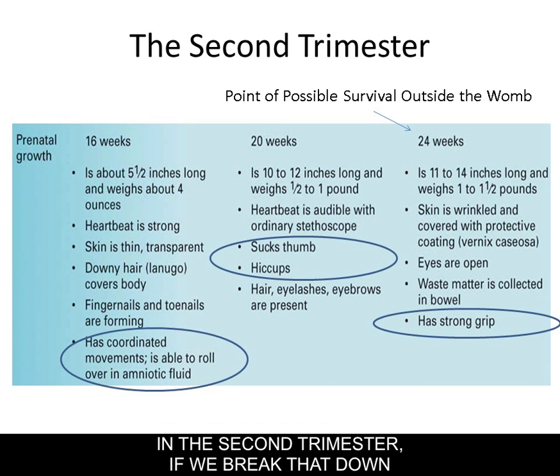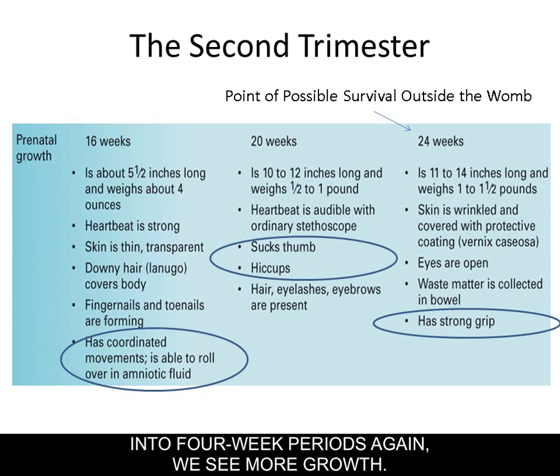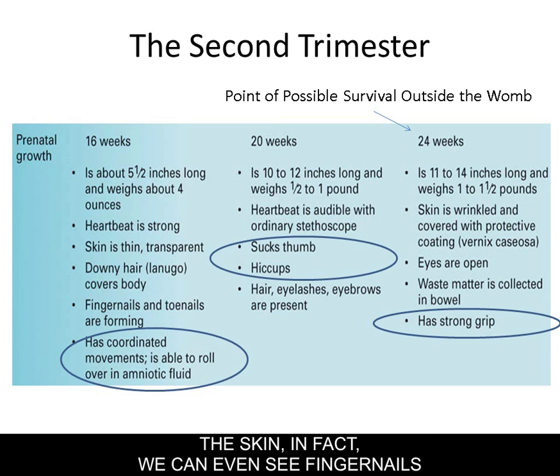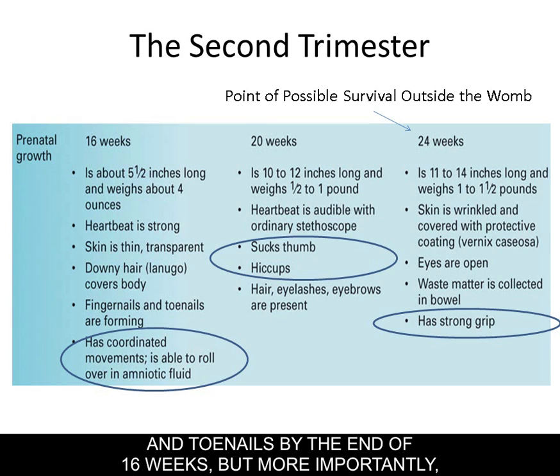In the second trimester, if we break that down into 4-week periods again, we see more growth. So we see continual growth of organs like the heart and skin. In fact, we can even see fingernails and toenails by the end of 16 weeks.